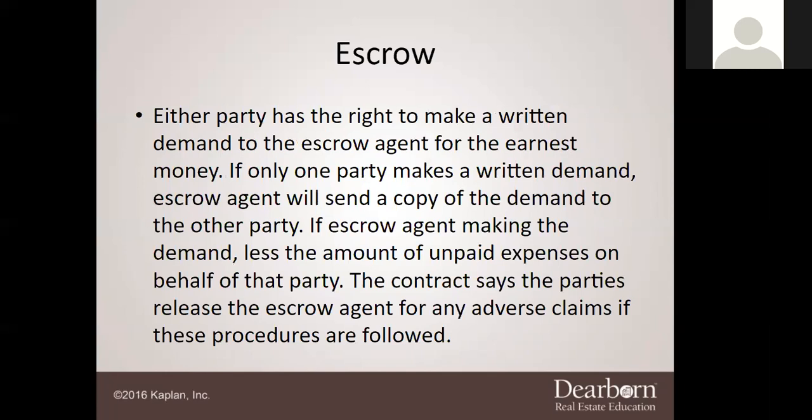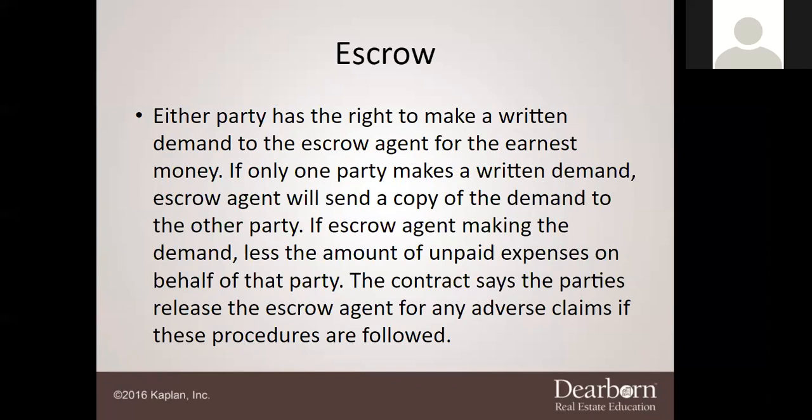Okay? Now, either party has the right to make a written demand to the escrow agent for the earnest money. If only one party makes a written demand, the escrow agent will send a copy of that demand to the other party. If the escrow agent makes the payment on demand, less the amount of unpaid expenses on behalf of the party, the contract says that the parties will release the escrow agent from any adverse claims if these procedures are followed. So as long as the escrow agents follow what they're supposed to, you cannot sue the escrow agent.